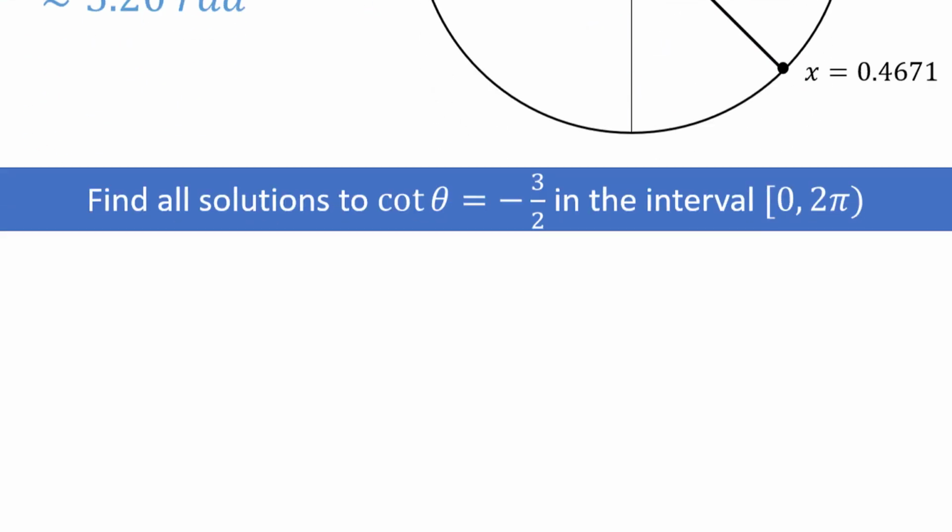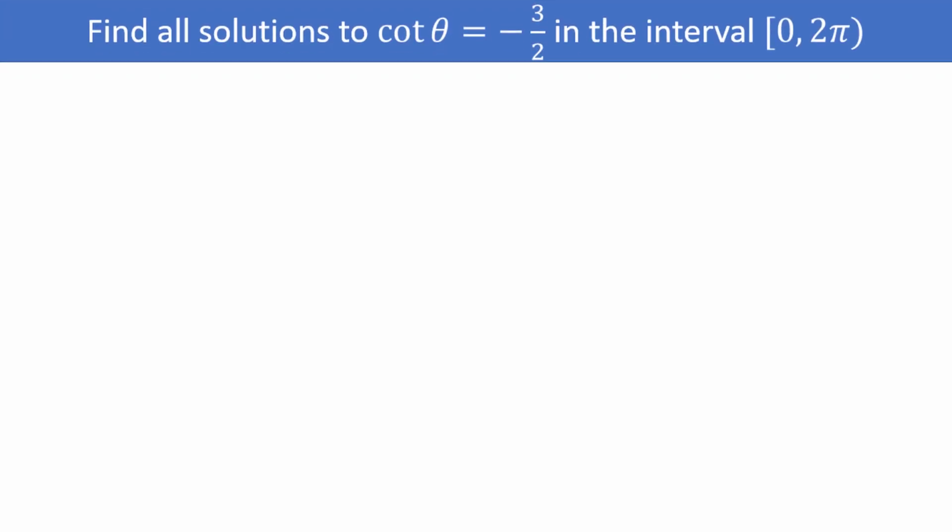All right, let's try another example. We are asked to find all solutions to cotangent of theta is equal to -3/2 in the interval of 0 to 2 pi. Okay, so rather than thinking about cotangent, maybe I would prefer to think about tangent. Tangent is the reciprocal of cotangent. So if cotangent of theta is equal to -3/2, that means tangent of theta must be -2/3.